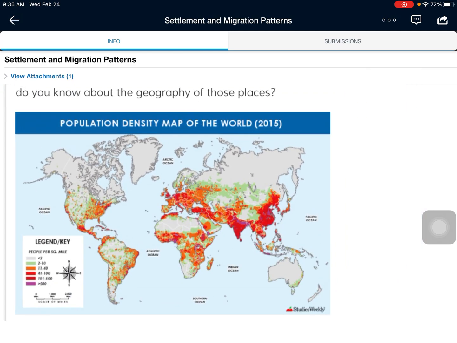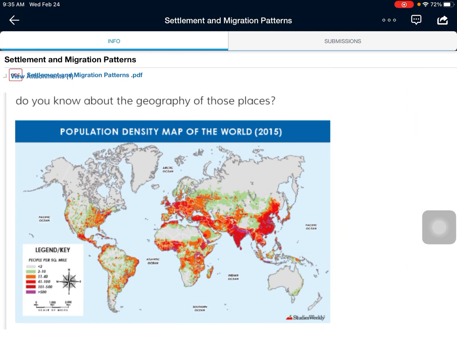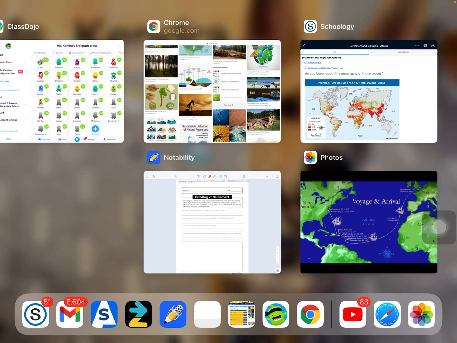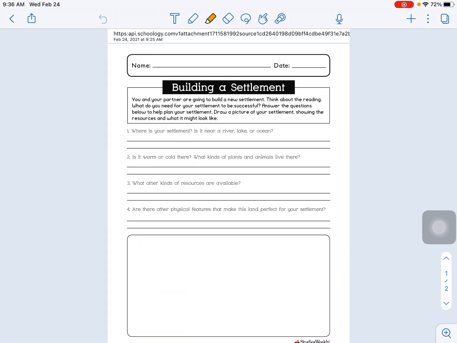All right, so your next job today is going to be completing this assignment called Settlement and Migration Patterns, and I'm going to show you what your assignment looks like first, and then we'll talk about it a little more.